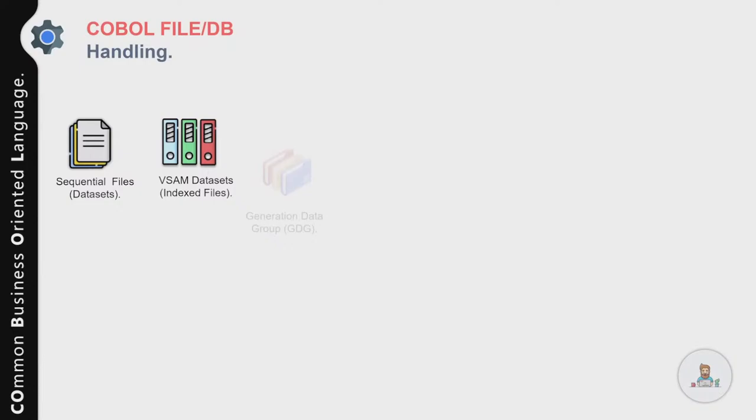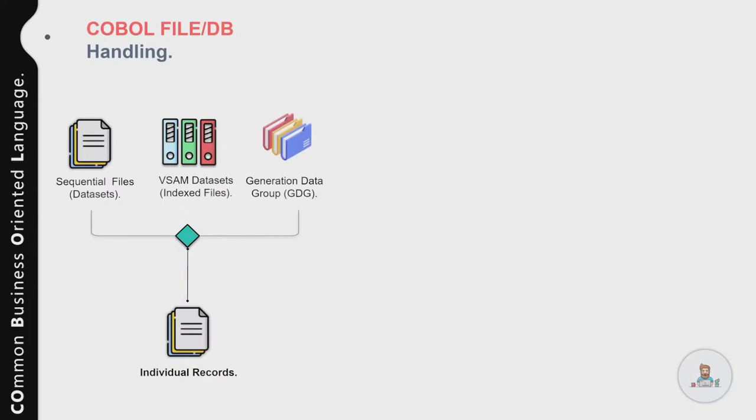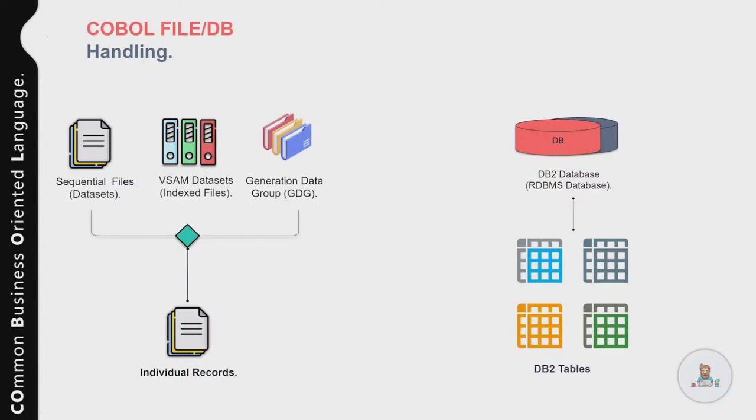First of all, a file is made up of individual records. A record is a collection of individual fields or data items, and the format of records in the file is defined in your COBOL program. On the other hand, a relational database management system, or RDBMS, is a common type of database that stores data in tables, so it can be used in relation to other stored data sets.